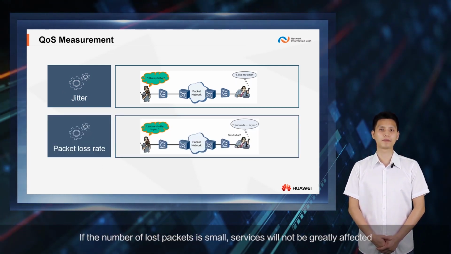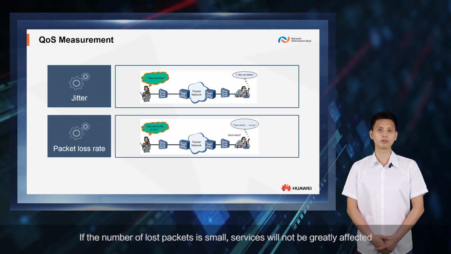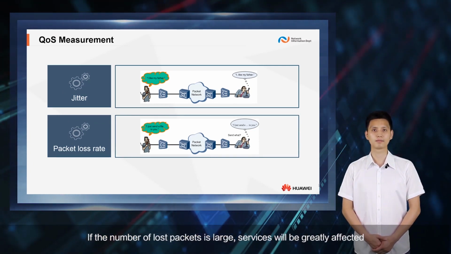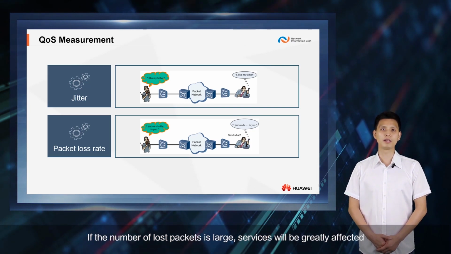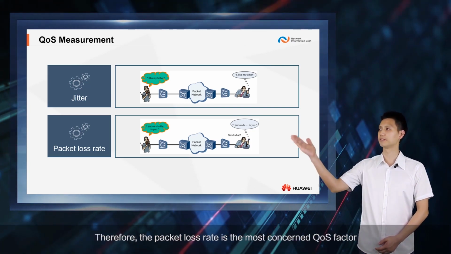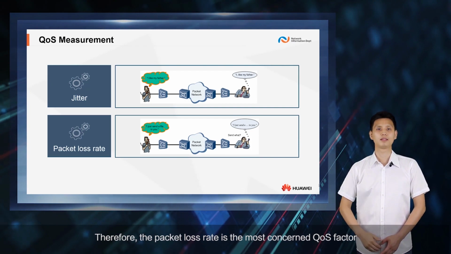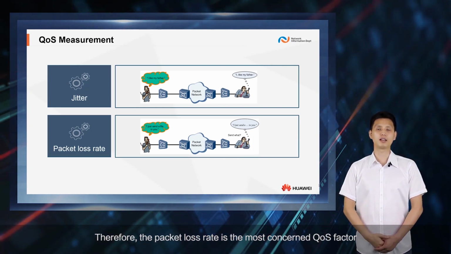If the number of lost packets is small, services will not be greatly affected. If the number of lost packets is large, services will be greatly affected. Therefore, the packet loss rate is the most concerning QoS factor.